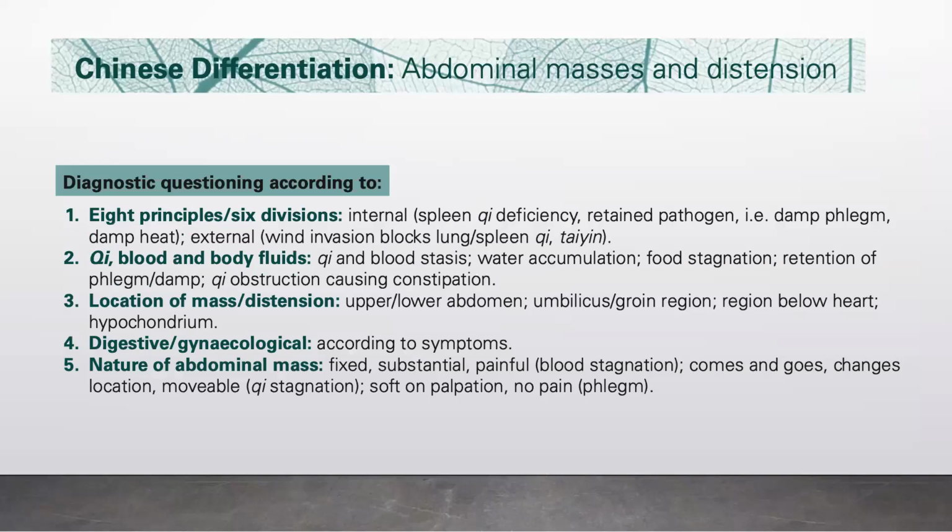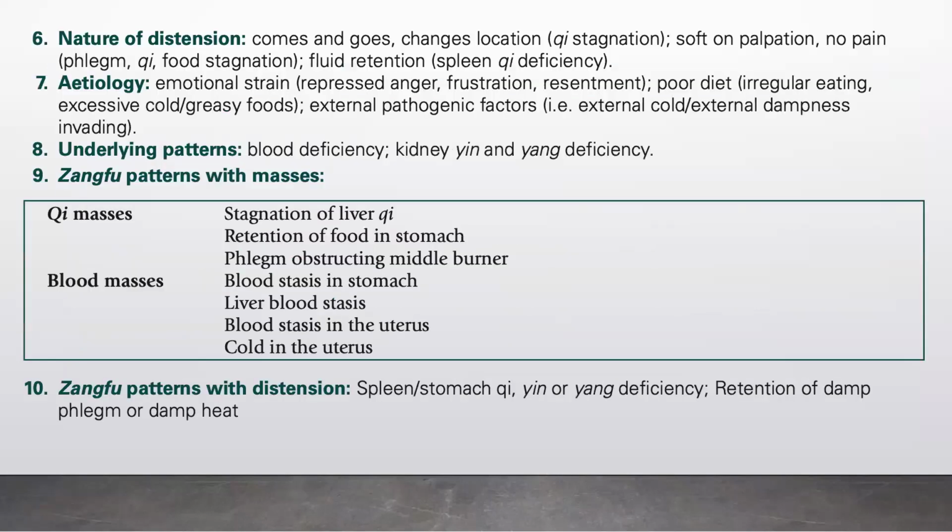Number five is nature of abdominal mass. It's fixed, substantial, painful, usually it's blood stagnation. It comes and goes, changes location, movable, like Qi stagnation, soft on palpation, and no pain. And that's for phlegm. Number six, nature of distension. Comes and goes, changes location, soft on palpation, no pain, fluid retention, just spleen Qi deficiency.